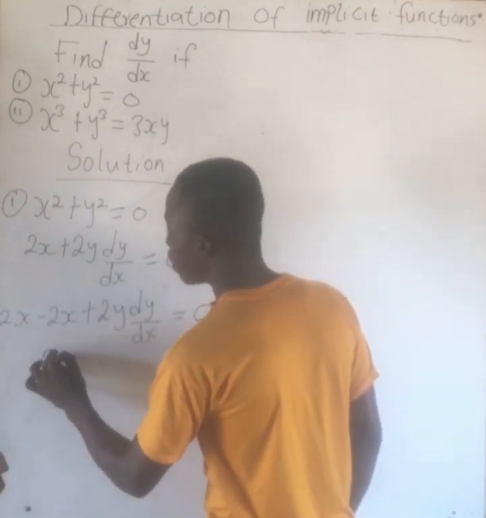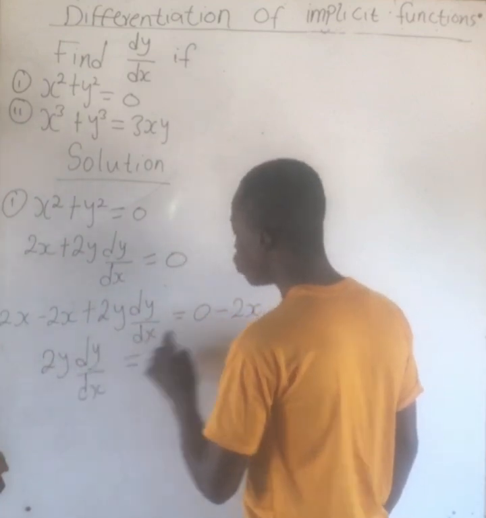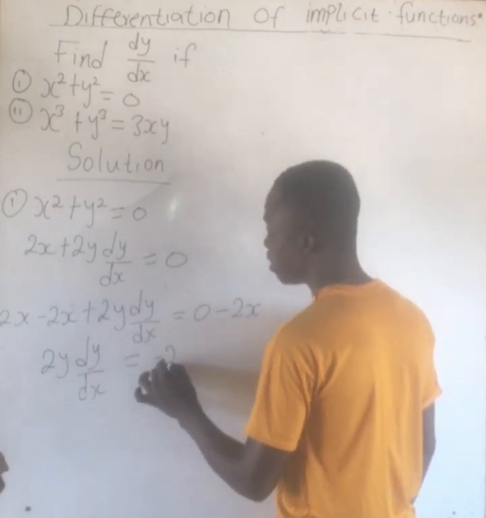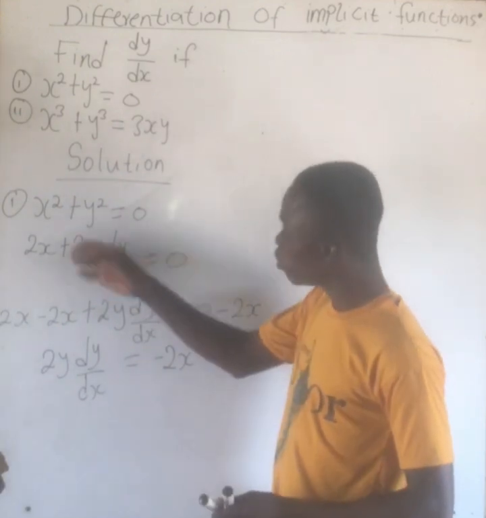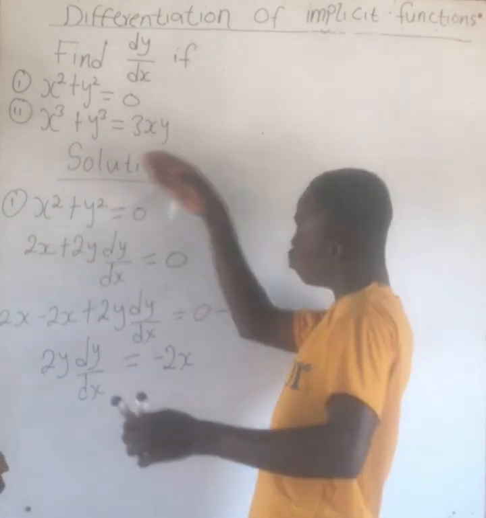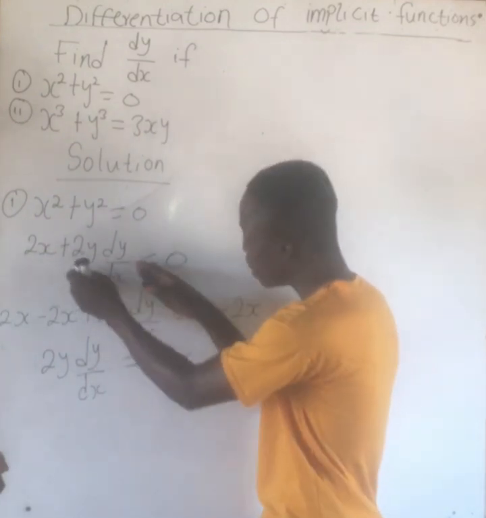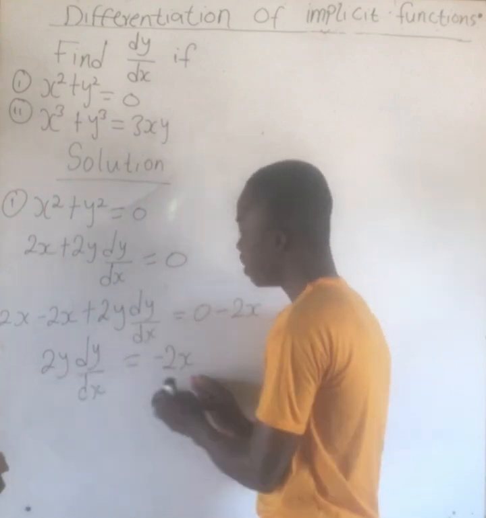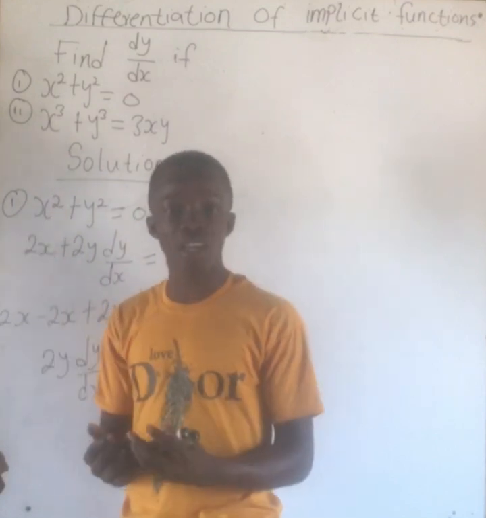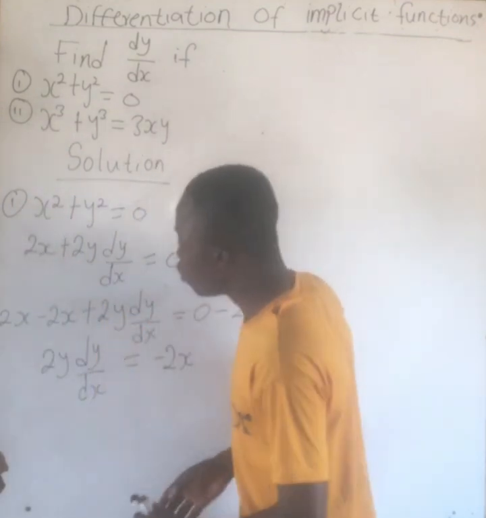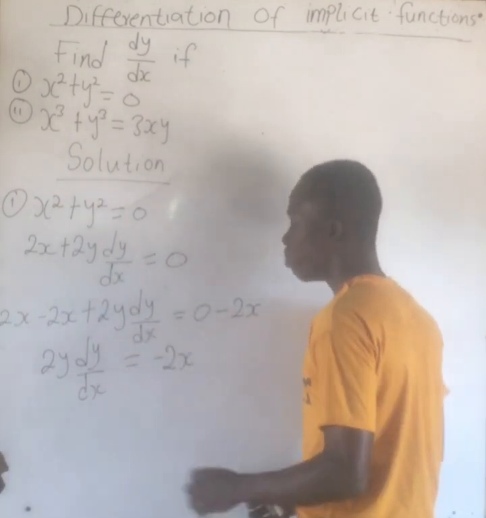So that will be 2y dy over dx equal to 0 minus 2x, which will give you minus 2x. As you can see, if you were to send across, you still have to send 2x across, and when you send it across, 0 minus 2x will give you minus 2x. So you still have this one equal to minus 2x. That is how we've gotten it. The fact of the matter is we don't really carry it across. You can't carry the number from the board across. You have to make sure what happens here also happens here. That's a simple trick for you in maths.